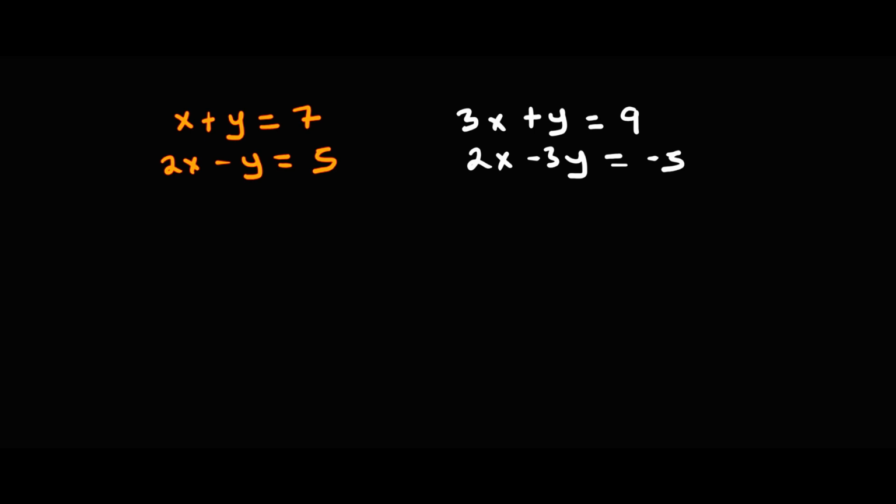In this video, we're going to focus on using matrices to solve simultaneous equations. And we have two examples that we're going to use to illustrate this concept. So let us start with the first one. So we have x plus y is equal to 7 and 2x minus y is equal to 5.